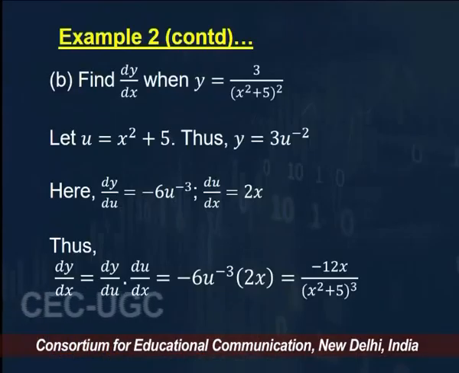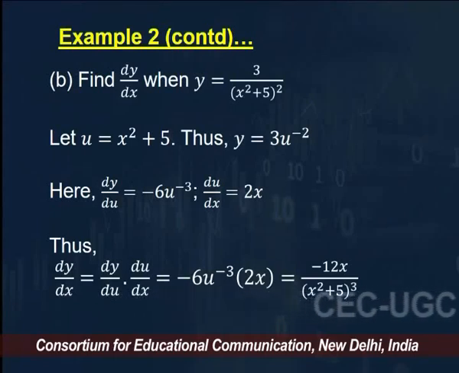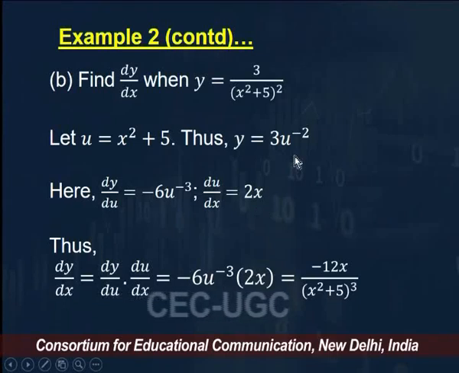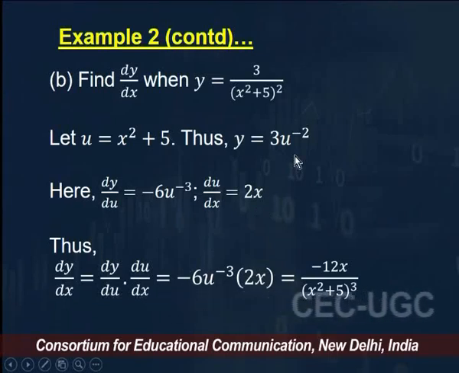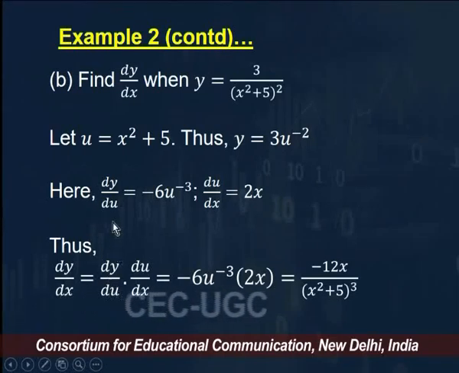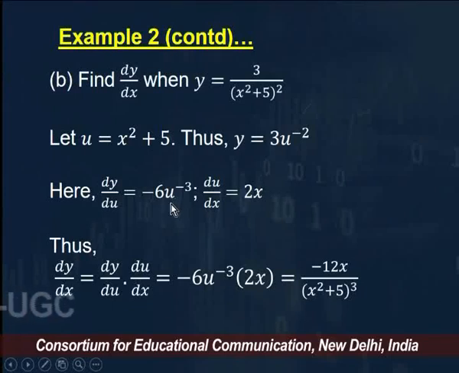Now let us suppose y is given by 3 divided by x squared plus 5 the whole squared. So here we can put u equal to x squared plus 5, which then gives us y equal to 3 times u to the power minus 2. Okay. Now, if we again use the chain rule, dy by dx is dy by du times du by dx. dy by du is minus 6 times u to the power minus 3 using the power rule. du by dx is 2 times x.